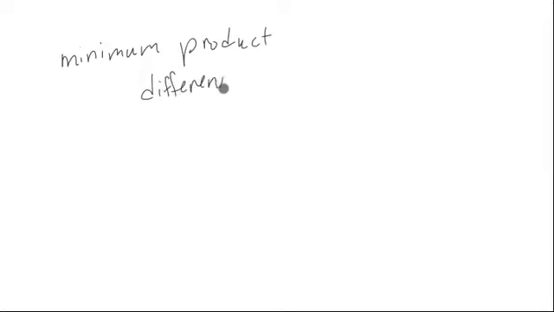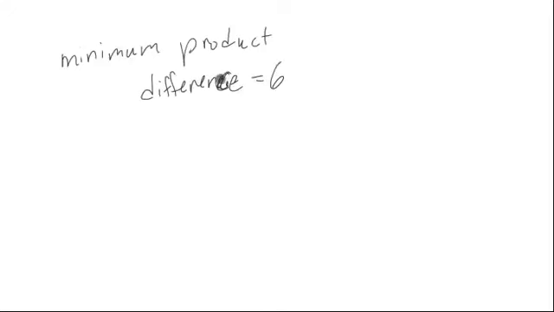Let's take a look at an application of a quadratic function. This time, when we're trying to find a minimum. Suppose that we're trying to find the minimum product of two numbers such that those two numbers have a difference of 6. Okay, the difference is equal to 6.